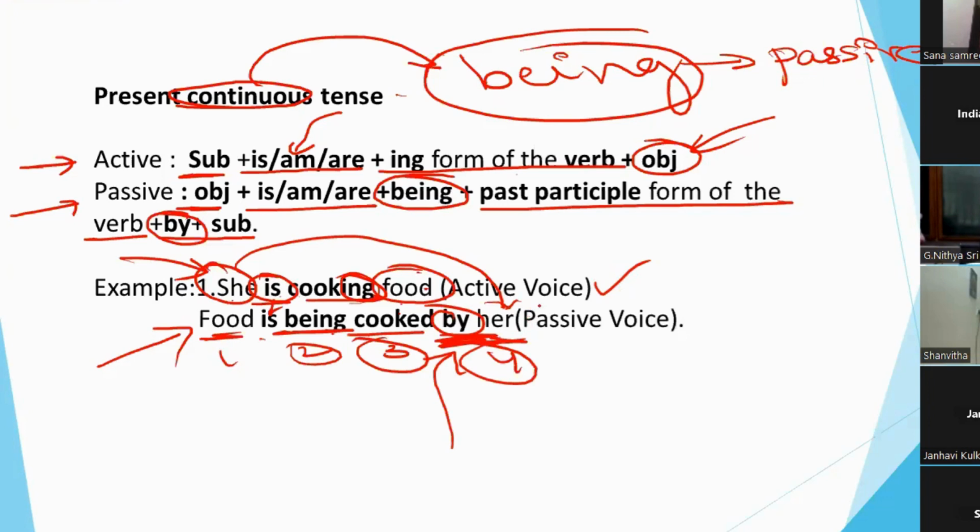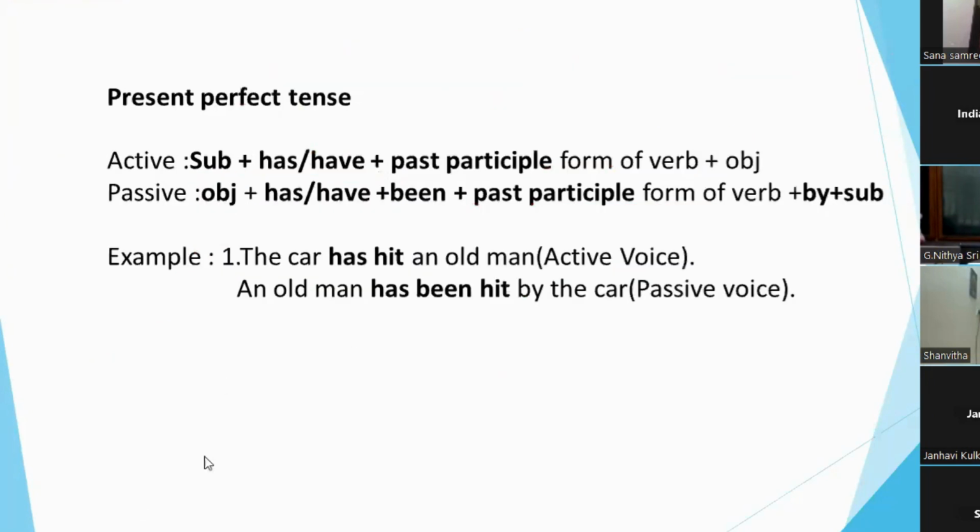Okay, now let's move to the present perfect tense. If your active voice is in the present perfect tense, then the active voice will have the structure subject plus has or have.